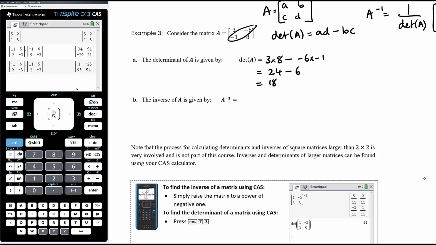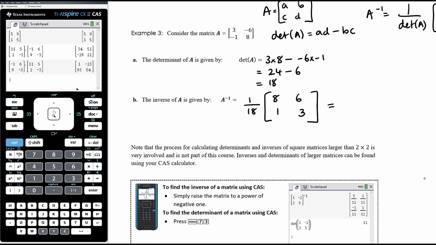The inverse is going to be 1 on 18, and then in the matrix, we're going to switch the numbers on that diagonal, 8, 3. We're going to leave the numbers on the other diagonal, but multiply them by -1. They're already negative, so when they get multiplied by -1, they're going to become positive. So that is our inverse.